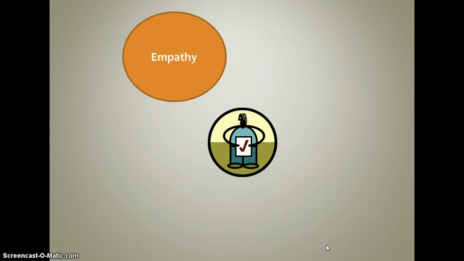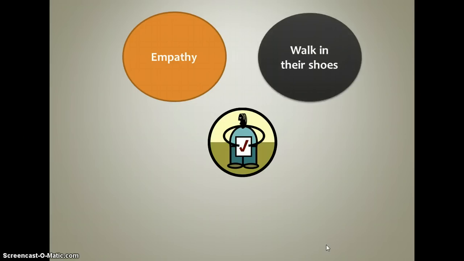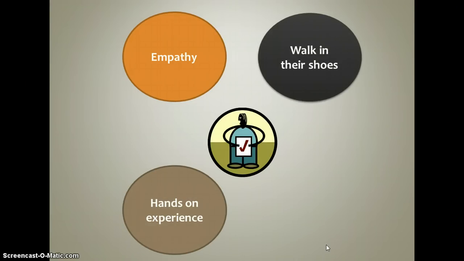Some other advantages are it teaches empathy and understanding of different perspectives to students. It allows them to walk in the shoes of the decision makers. It engages students in hands-on experience and increases involvement so students are not passive recipients of the instructor's knowledge.